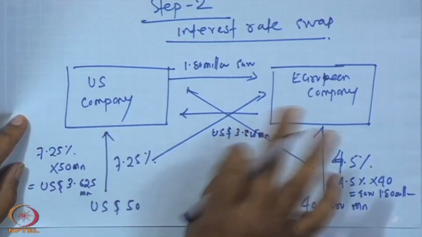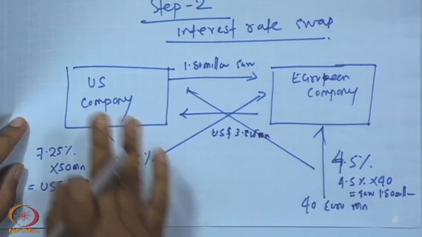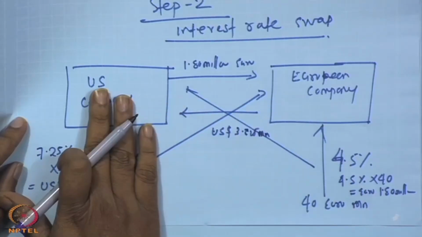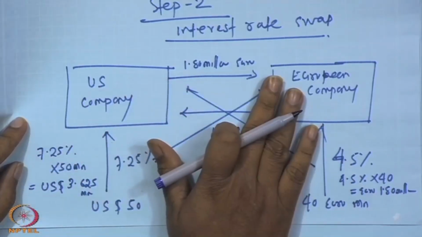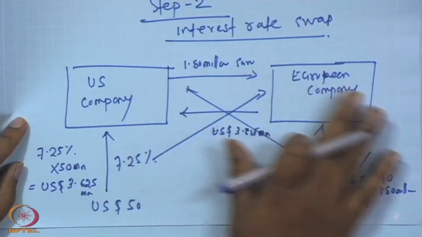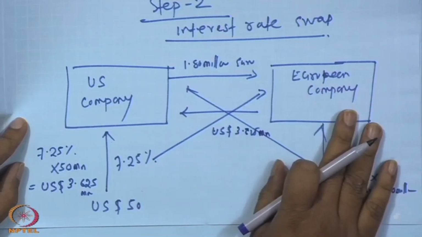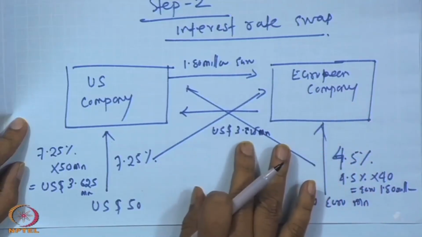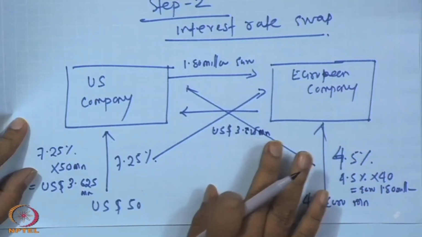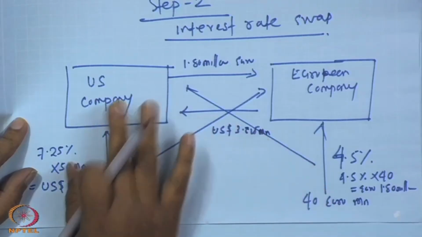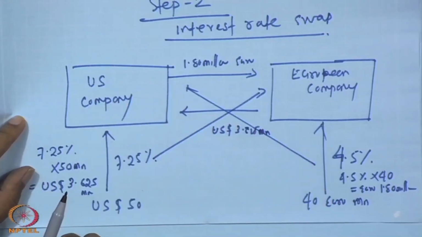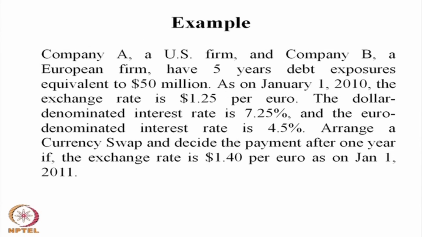They have to pay only in the respective currency. So the US company will pay 1.80 million euro to the European company, and the European company will pay 3.625 million US dollar to the US company. What is the rate they will pay? The rate is already given to you: 1.40 dollar per euro.